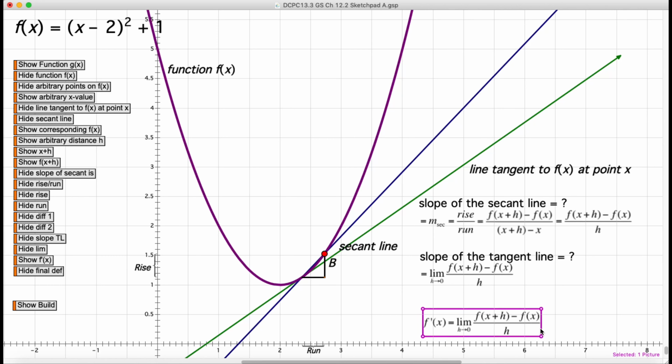Our derivative, our f prime of x, is equal to the limit as h approaches 0 of f of x plus h minus f of x all over h. Or our derivative is equal to the limit of our difference quotient. That's the main reason we've been doing these difference quotients all year long, because we wanted to build up to taking the limit of it so we could find the derivative.